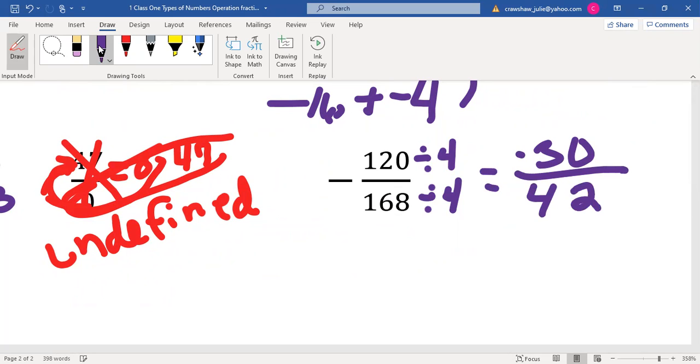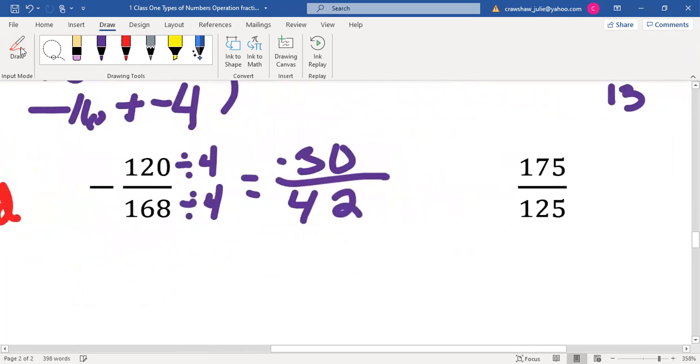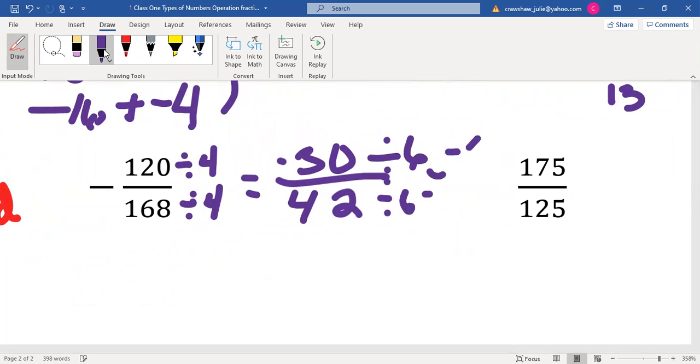Now, -30 and 42 both have a common factor of 6. I can divide both of those by 6. That gives me -5 on top and a 7 on the bottom. My final answer is -5/7.